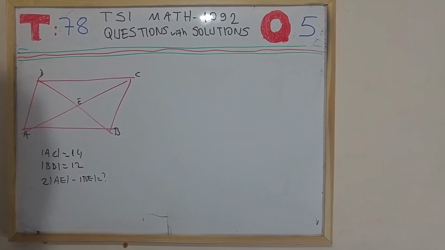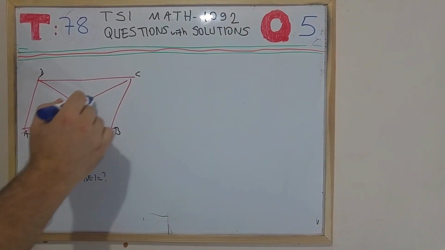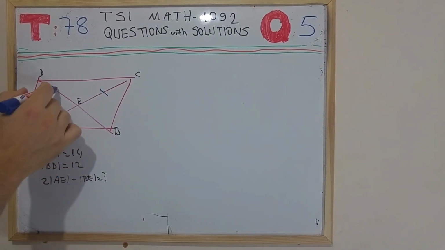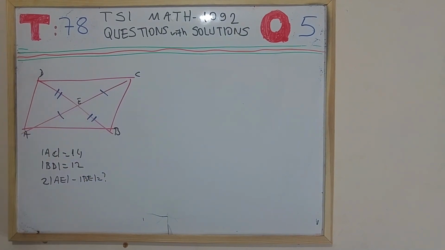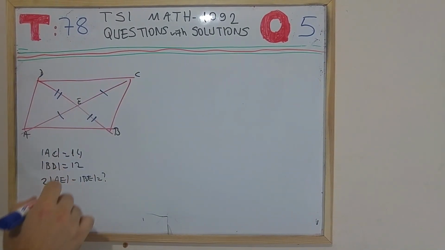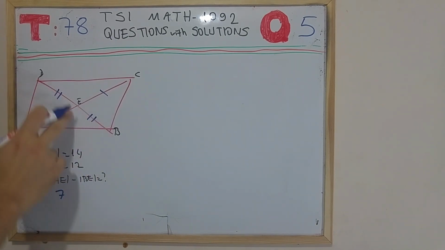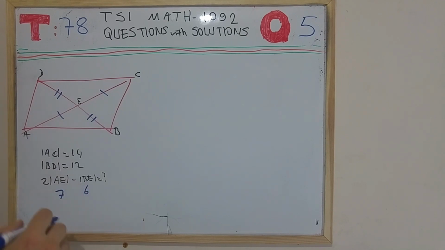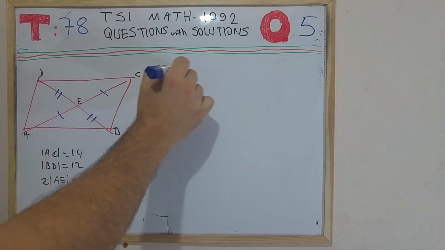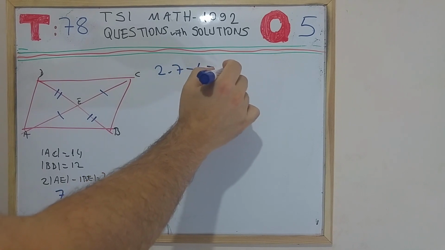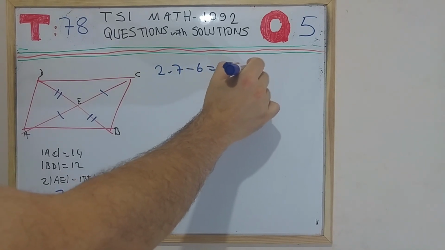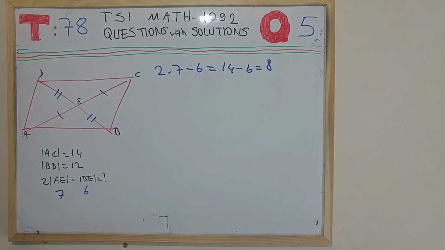So we have a parallelogram here. AE is equal to EC and DE is equal to EB, and we know that AC is equal to 14, therefore AE is equal to 7. And we know that DB is equal to 12, therefore BE is half of it, that is equal to 6. What they are asking us is 2 times 7 minus 6, and this is equal to 14 minus 6, which is equal to 8.